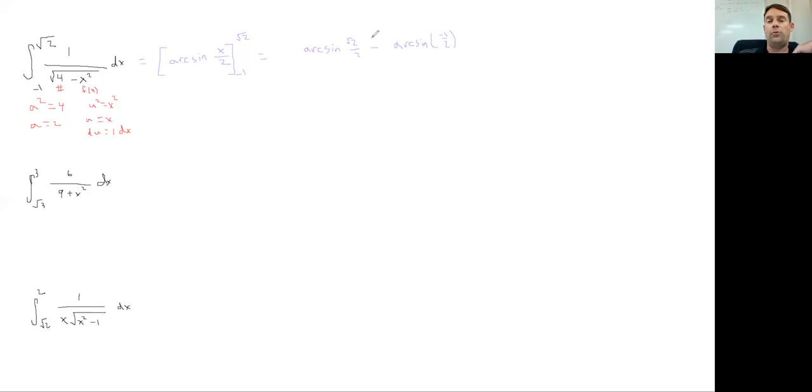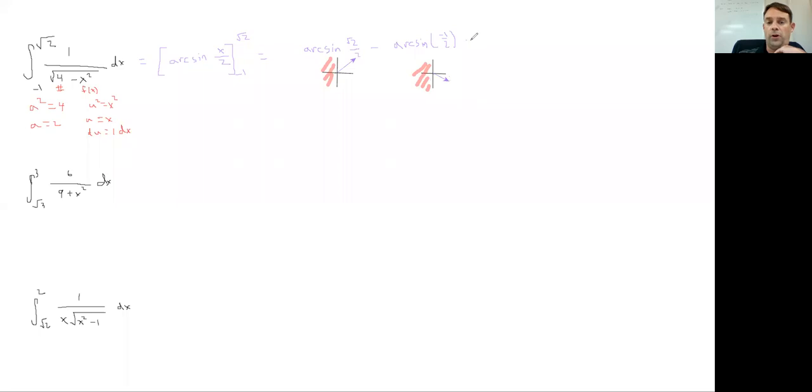So arcsine of root 2 over 2. Real briefly, we're just going to go through here and figure out where these values are at for arcsine. Think about where arcsine would fall. Root 2 over 2 would end up right here, and negative 1/2 would be right here.